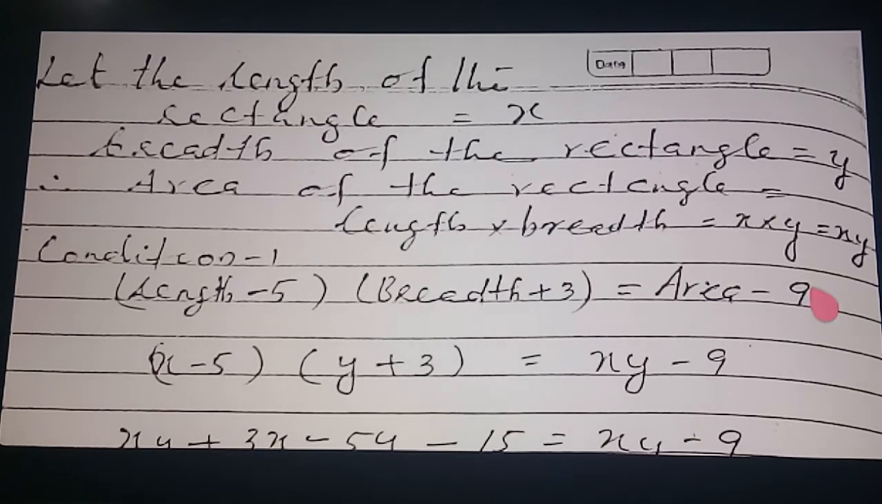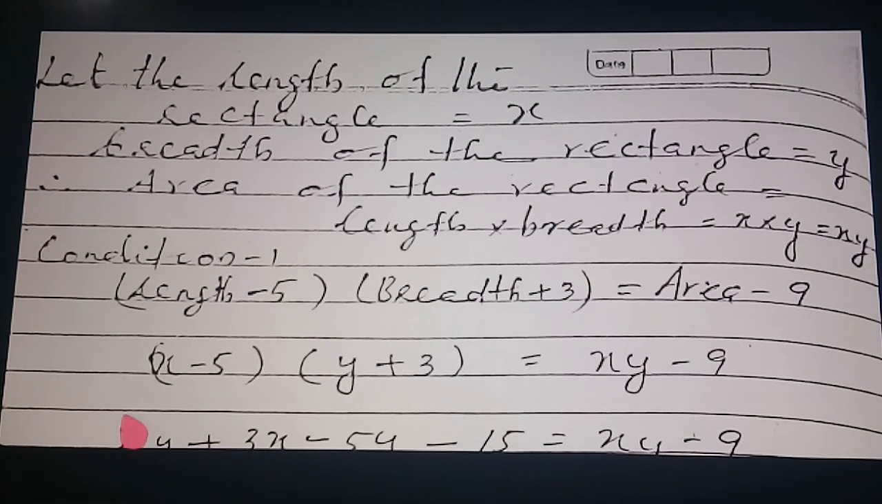Original area minus 9. For example, suppose the original area is 40. So 9 decreasing means what will come? 40 minus 9, 31. That will be the meaning. What is the original area here? xy. 9 decreasing means xy minus 9. Clear? So now we can make the equation: x minus 5 into y plus 3 is equal to xy minus 9.